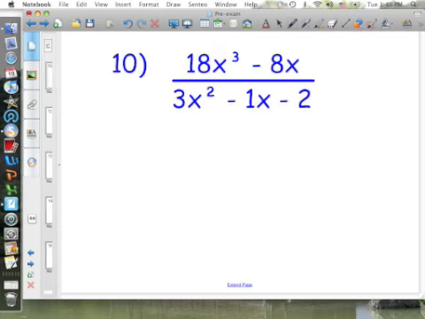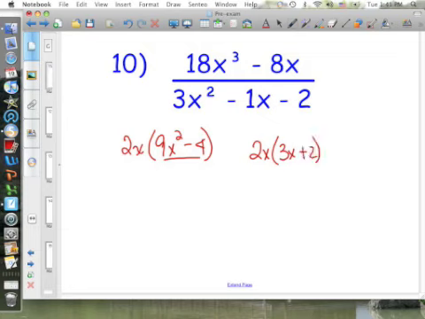Number 10 is to simply simplify the fraction. You can't get rid of the fraction, you're going to simplify it. So we're going to factor, restrict, and cancel. The numerator, to begin with, you can factor out a 2 and an x, which leaves you with 9x squared minus 4. This can be factored further to give you 3x plus 2 times 3x minus 2.